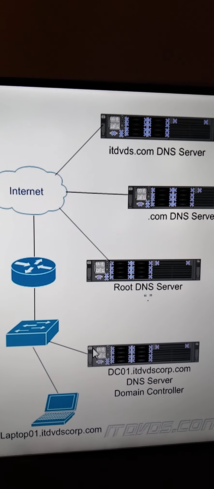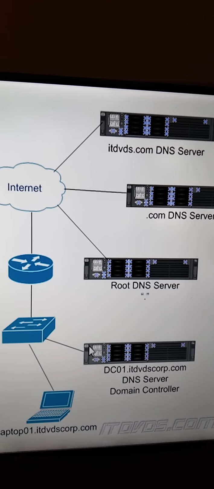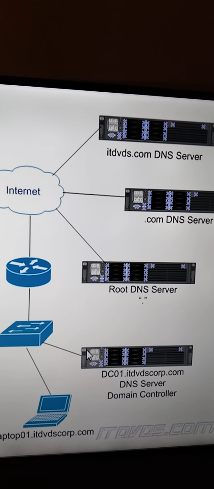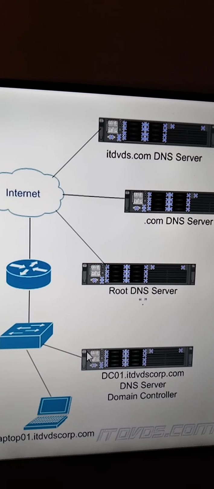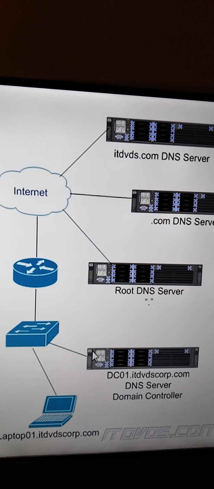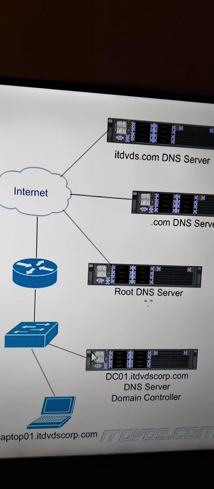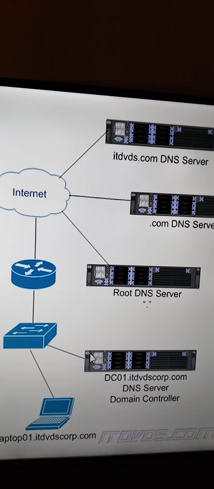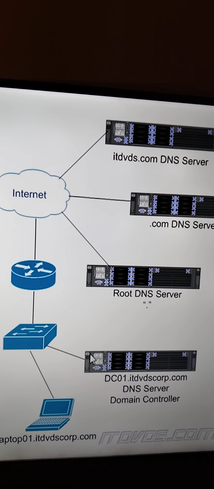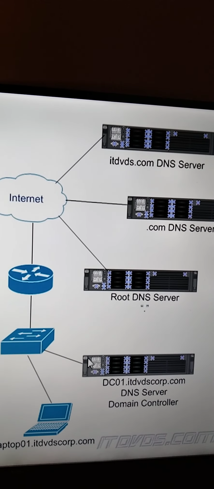Let's say that the desktop computer wants to go to amtraktrains.com. So it goes out and asks a DNS server, hey, what's the IP address for amtraktrains.com? And it comes back and says, oh, that's 204.6.168.100. And we say, oh, great.